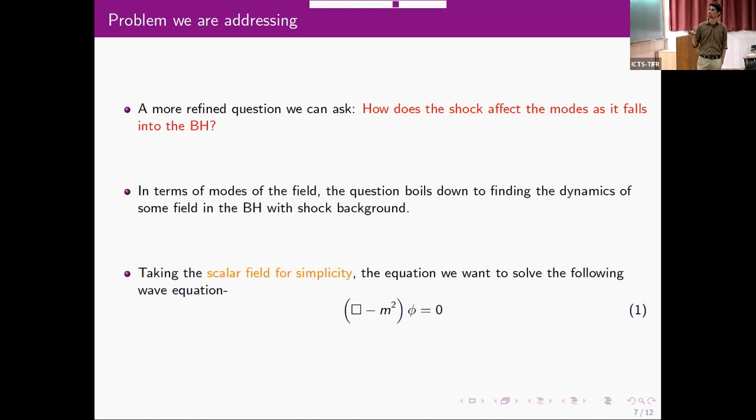How do these modes get affected by this infalling shock? So in terms of the modes of the field, the question ultimately boils down to finding the dynamics of some field in this black hole with shock background. And for simplicity, we are going to consider the scalar field. And the equation we want to solve is this Klein-Gordon equation in this background where we have the shock also, a black hole background with a changing horizon.